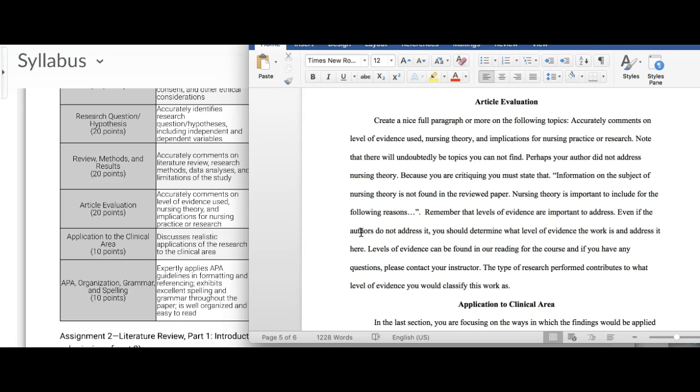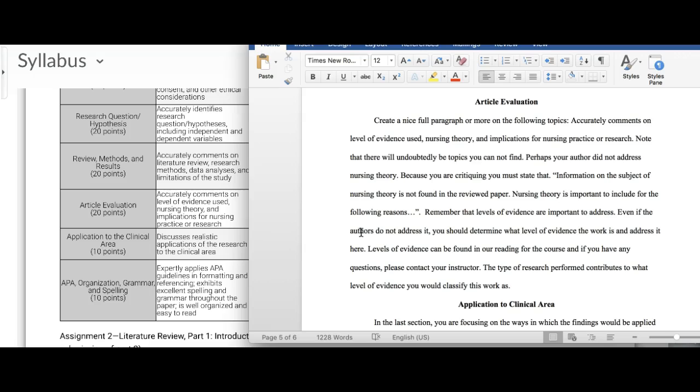You're also talking about nursing theory. You're critiquing whether the authors wrote about nursing theory. And remember, we want to find nursing research articles. And if you don't find a nursing research article, it's doubtful that you're going to have the authors writing about nursing theory. And if they didn't write about nursing theory, be upfront about that. State that the authors did not address nursing theory in the research article, and then go on to tell us the importance of nursing theory, or what type of theory you might suggest to support this research study.